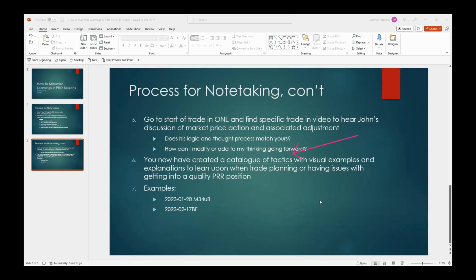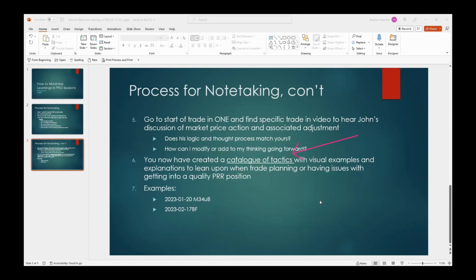So now I've got all these notes on these trades, and I'll walk you through the example, what it looks like. And I have a catalog of these tactics, of these adjustments with visual examples that I can quickly look through. Again, I don't want to have to go through like, oh, wow, I don't remember that time he rolled back and why and what was the reason and what was the context. I want to be able to quickly look at my catalog of notes rather than go into one and find it, although I could. It's a little bit slower.